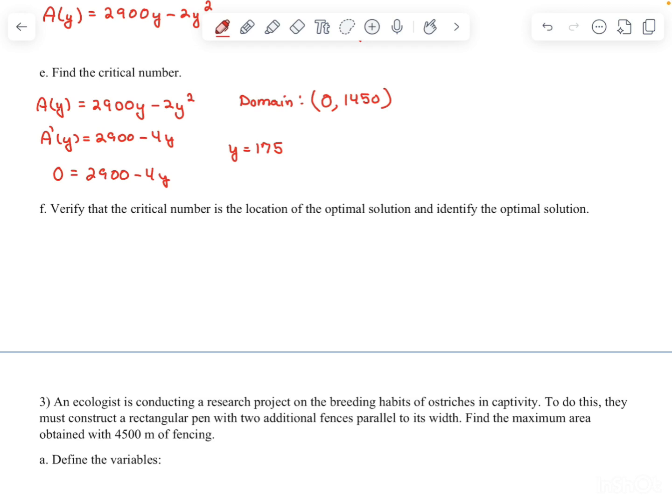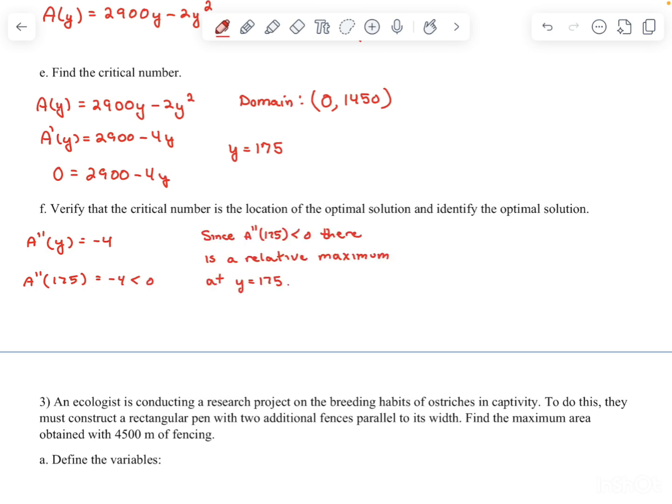Part F. Verify that the critical number is the location of the optimal solution and identify the optimal solution. To verify that the critical number is the location of the optimal solution, I'm going to use the second derivative test. The second derivative of the objective function is -4. If we evaluate the second derivative for when y is equal to 175, that will equal -4, which is less than 0. Since the second derivative when y is equal to 175 is less than 0, there is a relative maximum at y is equal to 175.